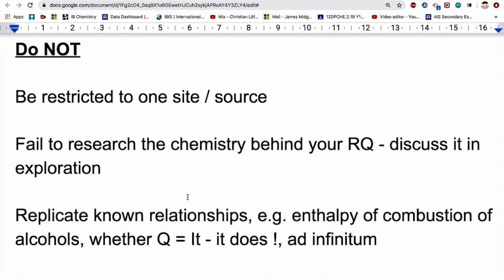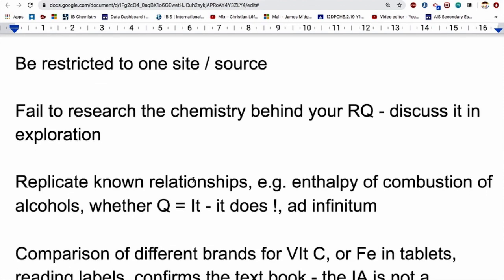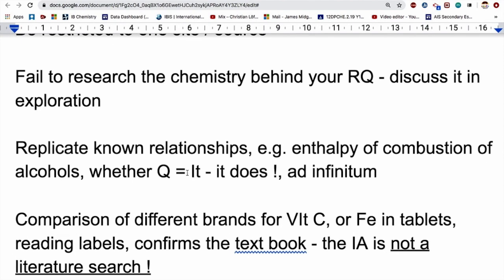Okay, it's not a simple matter finding a simulation on, I don't know, the iodine clock reaction, doing the iodine clock reaction, writing up the times, getting the order of the reaction, and plotting a graph, maybe doing an Arrhenius plot. That's not what we are after. You could do that, but all you're doing is copying down. And did that take 10 hours? No, it didn't take 10 hours. It took about 1 hour. Don't forget your moderators are chemists. They know what you're doing. Still, do not replicate known relationships.